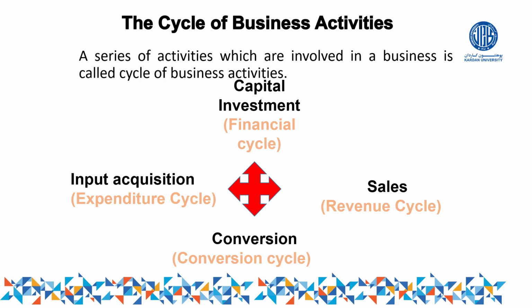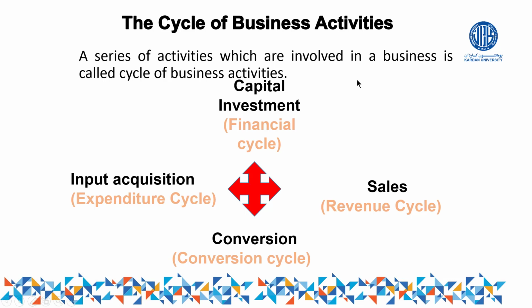In this video, I want to talk about the cycles of business activity. First of all, what do you mean by cycle of business activity? We call the cycle of business activity in this way: the series of activities which are involved in a business is called cycle of business activities. Cycle of business activity simply means how many types of activities we have in the business. So several activities that we have in the business can be called the cycle of business activity.